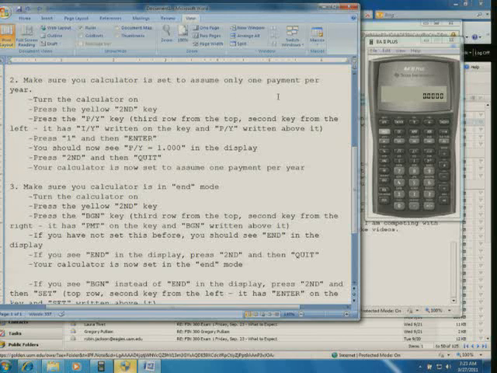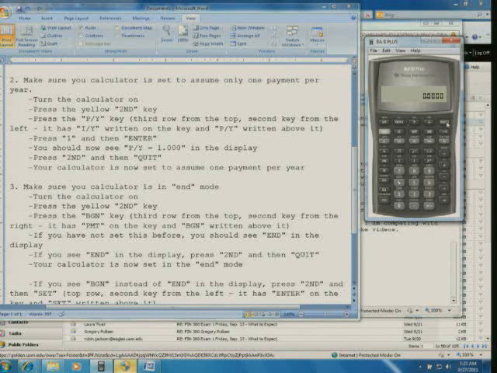All right, so we're going to set our calculator to assume one payment per year. If the calculator's off, we'll turn it back on. Okay, and then we're going to press the yellow second key. All right, and now what we're looking for is P over Y, which is payments per year. And that key is written right above the I over Y key, which is on the third row of keys here. These are your time value keys that we're going to be using a lot in this course. Okay, and it's the second button from the left. So we'll press that key. It has I over Y written on it, P over Y above it.